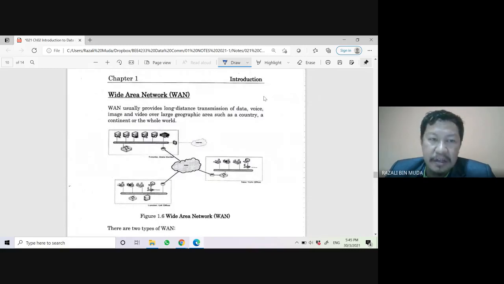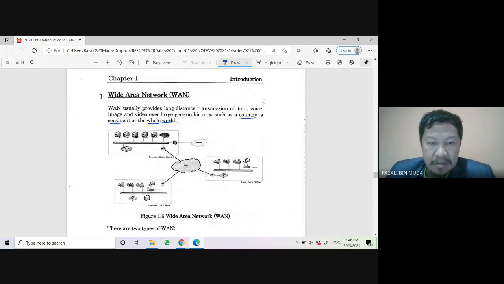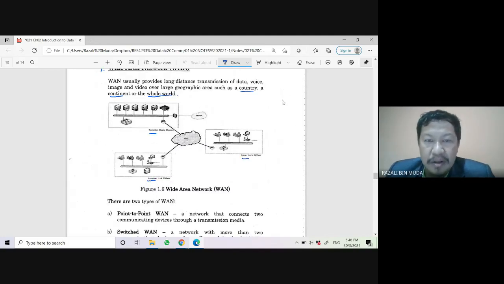And number 3, we have WAN, wide area network. A WAN usually provides long distance transmission of data, voice, image, and video over large geographic areas such as a country, a continent, or the whole world. This is an example of one wide area network: networks in Toronto, Canada, London, UK, and New York. These three continents combine together to become one wide area network.